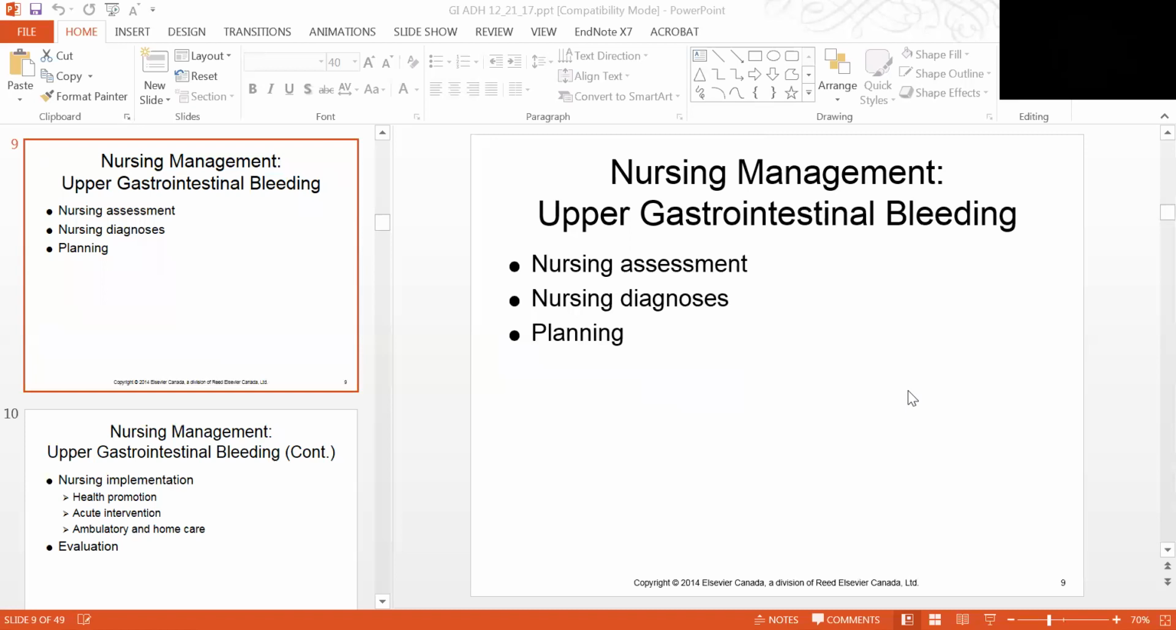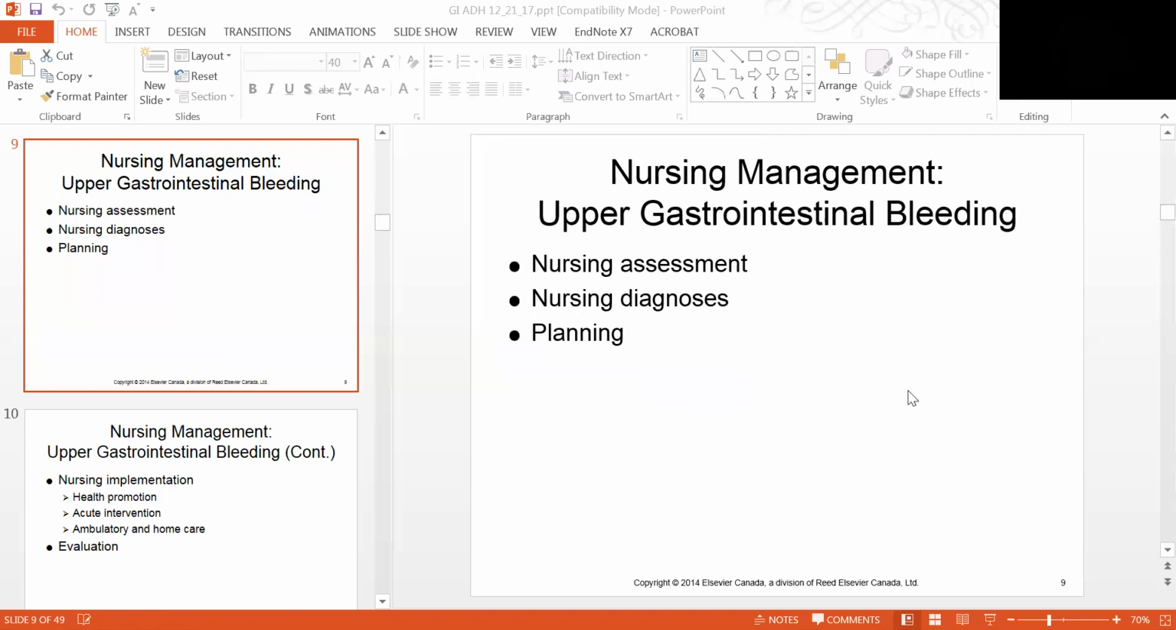So, nursing assessment for the GI bleed, as I mentioned, I think we've already gone through some of the vital signs and the nursing assessment of the abdomen, as well as if the patient's well perfused. And then when they are discharged, you'll want to do really good health promotion, and we'll talk about that in just a moment.